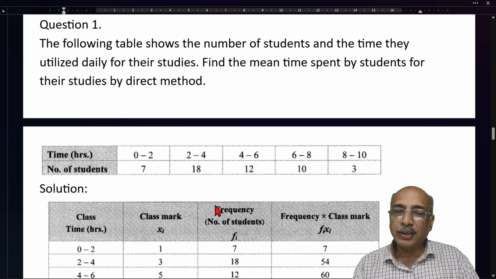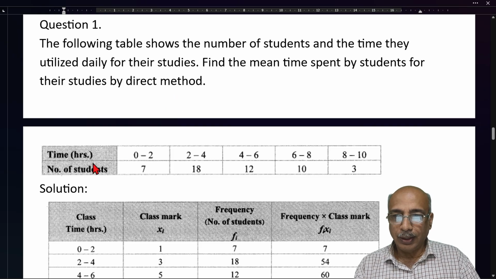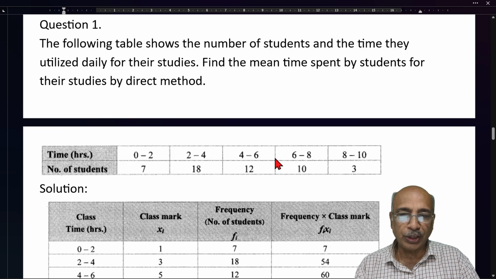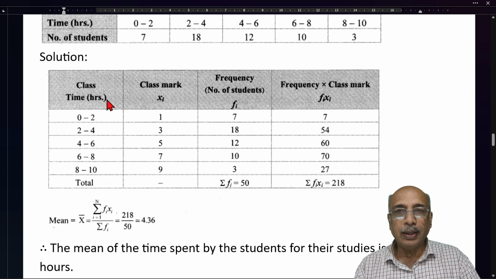Now we'll come to the exercise. Question 1. The following table shows the number of students and the time they utilize daily for their studies. Find the mean time spent by students for their studies by the direct method. The table is given here. Time 0 to 2 hours, 2 to 4 hours, 4 to 6 hours, 6 to 8 hours and 8 to 10 hours. Frequencies are given as the number of students. So we'll write class time in hours, 0 to 2 and all up to 8 to 10.